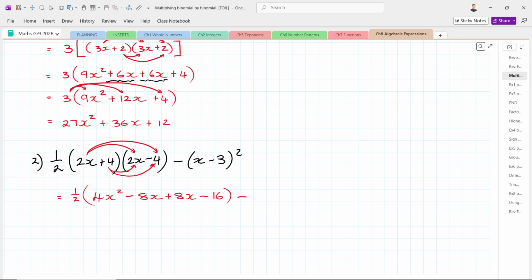This negative stays, and I'm going to make this into 2 brackets. Which means here I'm going to FOIL properly as well. And over here we've got like terms. So the half stays, the 4x squared stays, plus minus 8x plus 8x cancels out. So just the minus 16 stays.